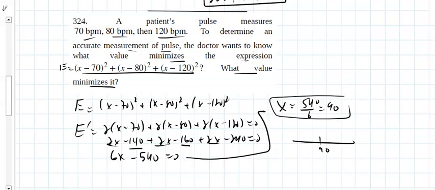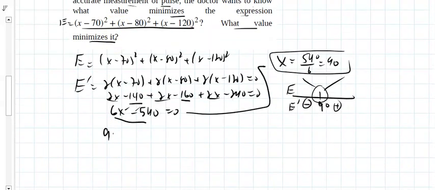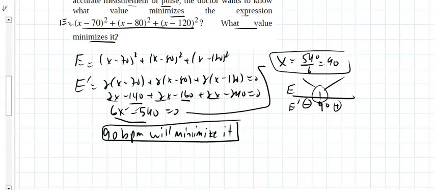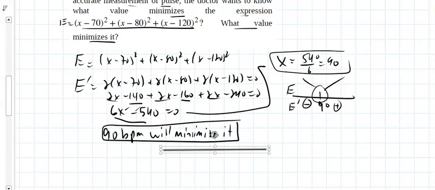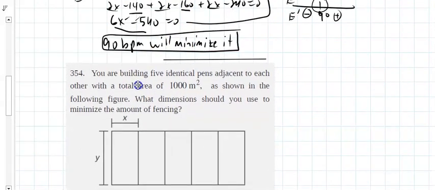And just to ensure that that's how it works, there is the derivative and there's the expression. If I pick a point to the left of the 90, let's say 1, I'll get 6 minus 540, that's negative. A point to the right, say 100, 600 minus 540 is positive, and that tells me we have a minimum of that expression. What value minimizes the expression? 90 beats per minute will minimize it. Or you could say the expression will have a minimum value when we have 90 beats per minute. So if I have an equation, it's an easy problem. If I don't have an equation, I have to come up with it.